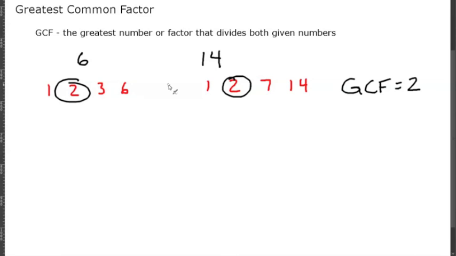Another way to find the greatest common factor is to do the prime factorization first. So the prime factorization of 6 would be 2 times 3. The prime factorization of 14 would be 2 times 7, because both 2 and 7 are primes. Now we find the numbers that are in common. 2 is the only number in common, so the greatest common factor is 2.